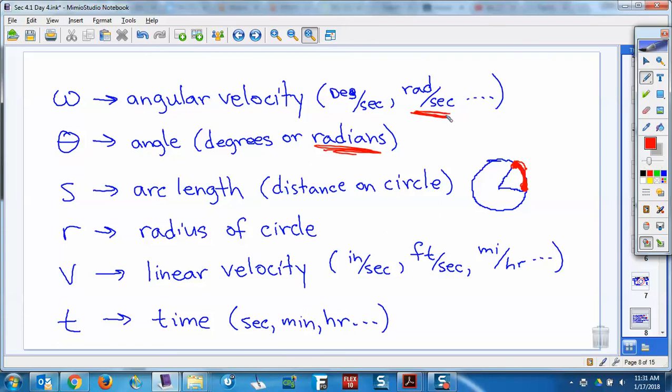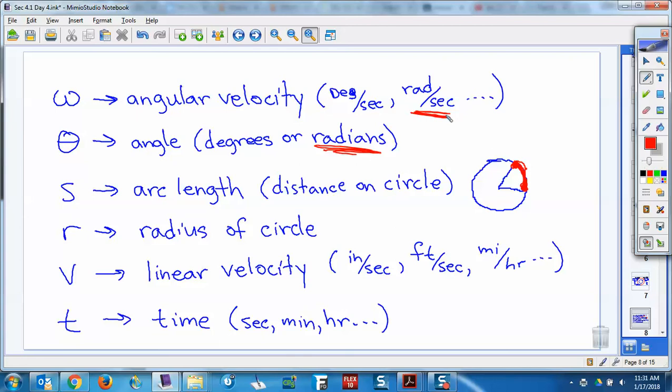S is arc length, which is just a distance around on the circle. So it's that red part. It's a distance, so it's going to be inches or centimeters or something like that. R is going to be the radius of the circle. So that's, again, going to be inches or feet or something like that.